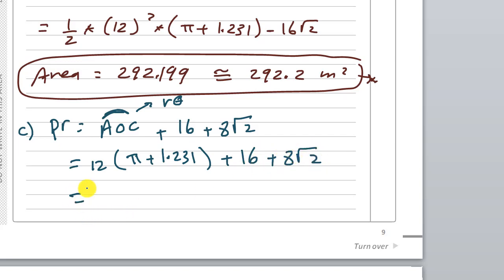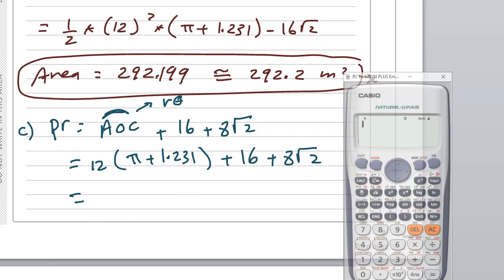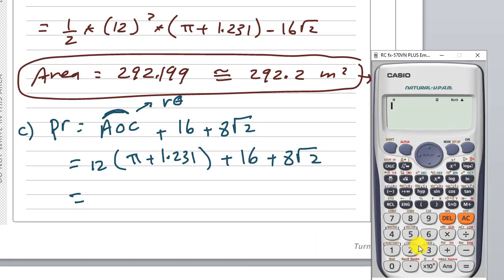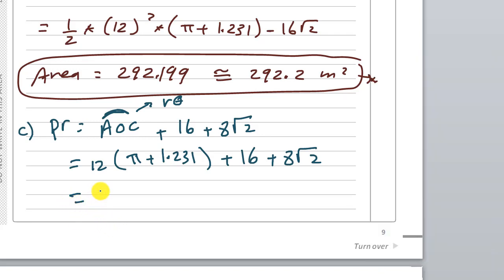So it's equal to, now, 12 shift pi plus 1.231, plus 16 plus 8 square root of 2. So it's 79.785.